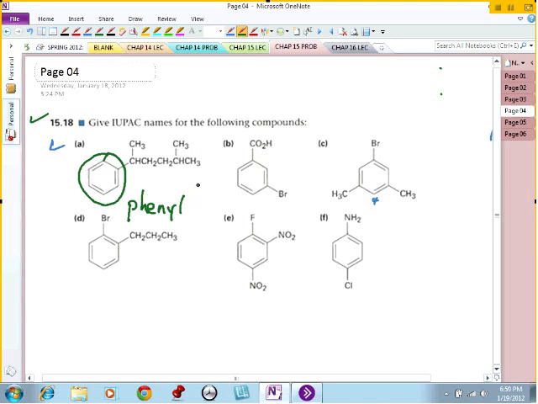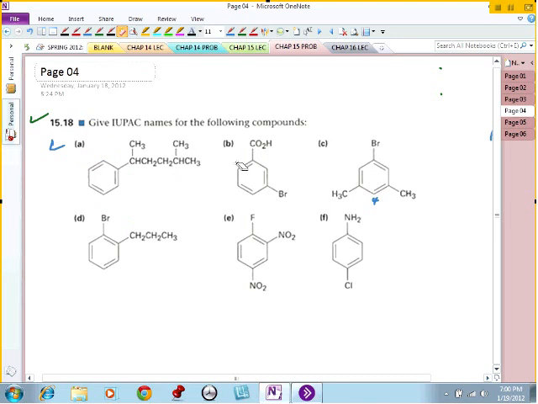So in that case, if we are going to name this as a branch or as a substituent, then the base name will have to be the longest carbon chain in the parent molecule, which is this one here. 1, 2, 3, 4, 5, 6. So the longest carbon chain is 6. So you're going to have to name this as a derivative of hexane.